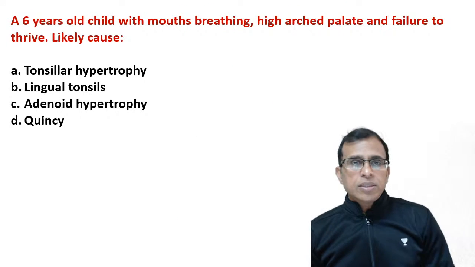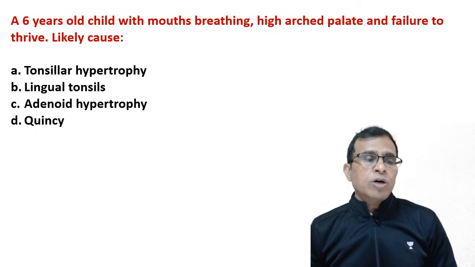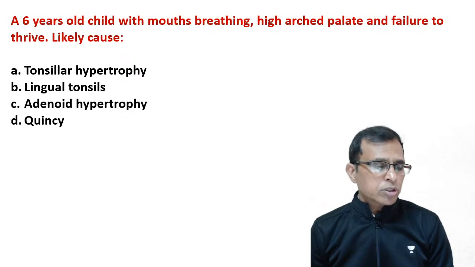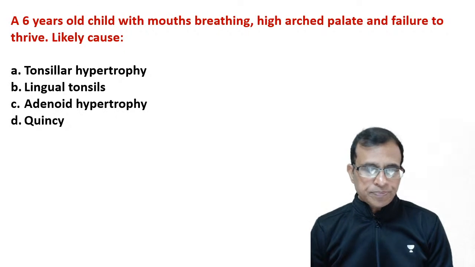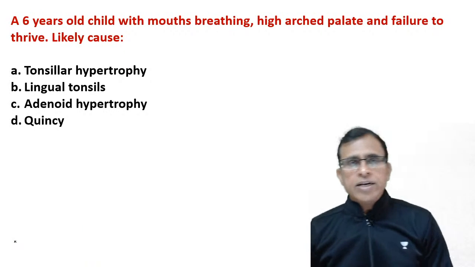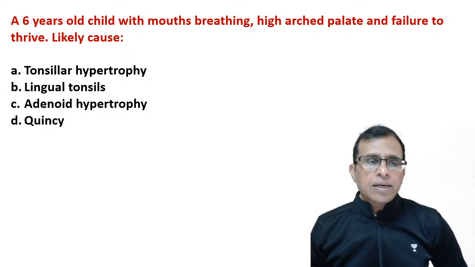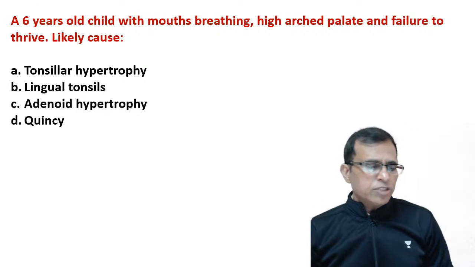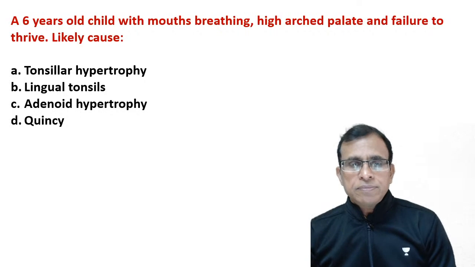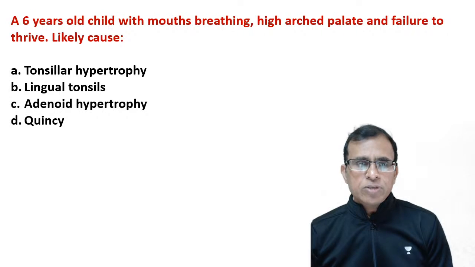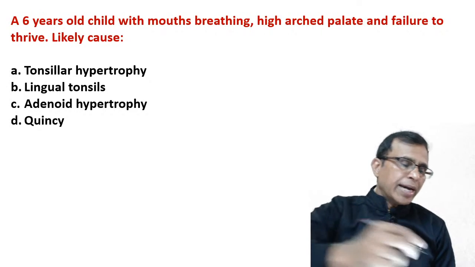Next one. A 6-year-old child with mouth breathing, high arched palate and failure to thrive. Likely diagnosis or cause: tonsillar hypertrophy, lingual tonsil, adenoid hypertrophy, quinsy. So this is mouth breathing, there is a high arched palate, and there is failure to thrive. So very simple, very straightforward. What is your answer? AB saying adenoid. What do you say? Rest of you? Anybody wants to answer this question? Adenoid is the correct answer.